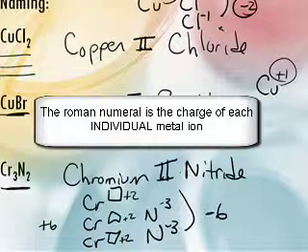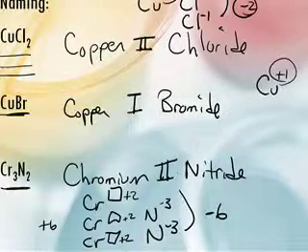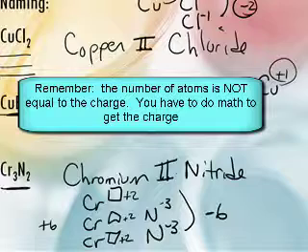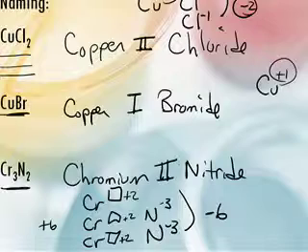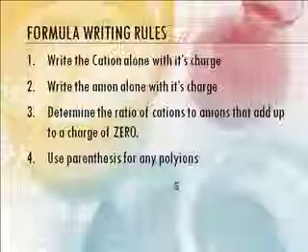Why isn't it chromium 3? Because there's a little 3 after the chromium, and that means there are 3 of them. Each of them carries a 2 charge. And the Roman numeral is always the charge. It's always the charge. Now, we're emphasizing this, guys, because it's probably the most common mistake we see in chemistry. Charge. Always charge.